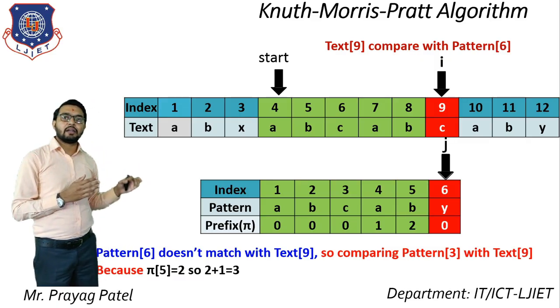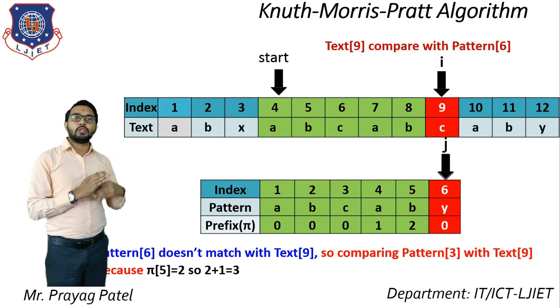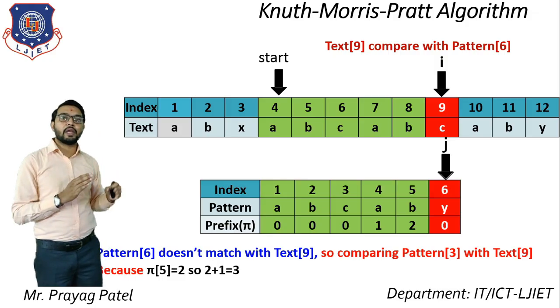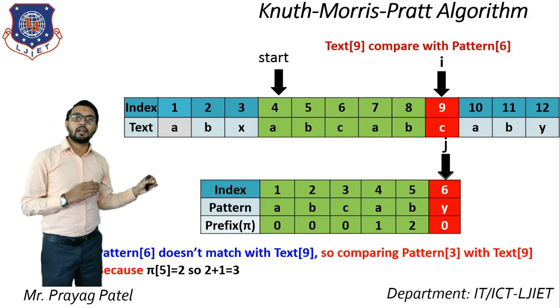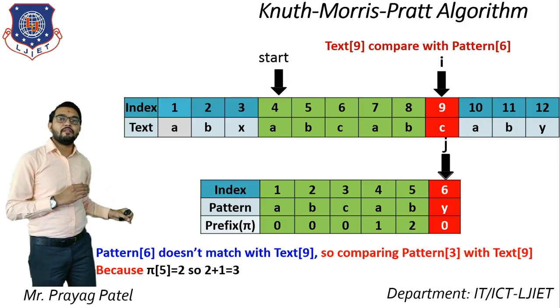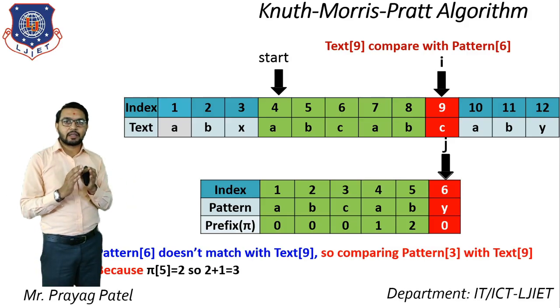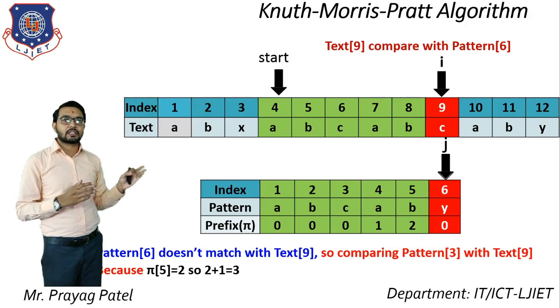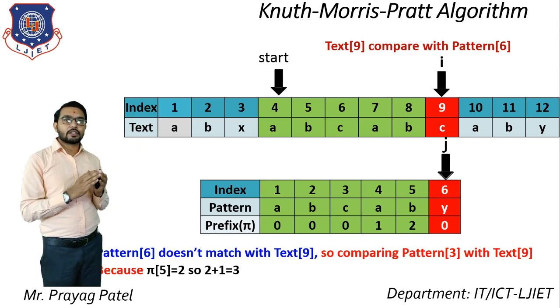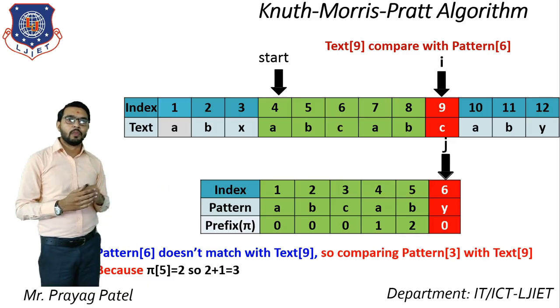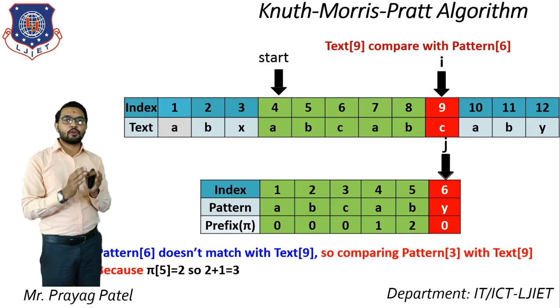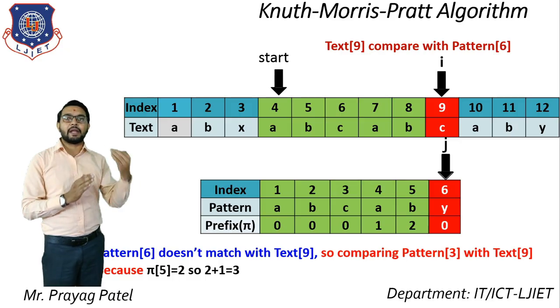So we can move to the next step and compare pattern 3 with text 9. Why? Remember the pi value of the last matched character. In the pattern, the last matched character is B at location 5. At location 5, the value of the pi function, the prefix, is equal to 2. So 2 plus 1 equals 3.